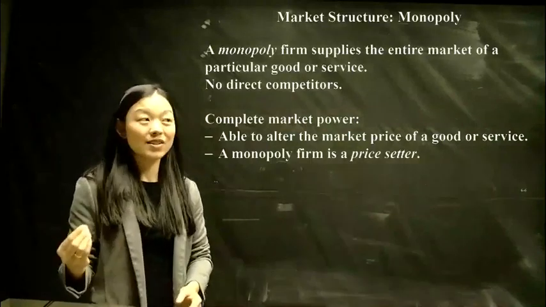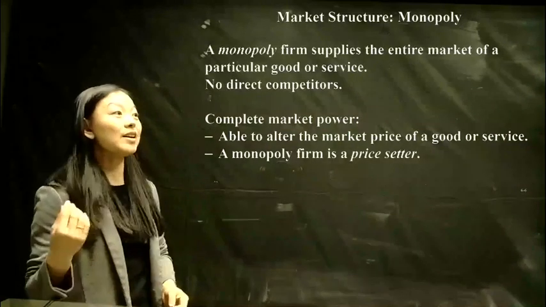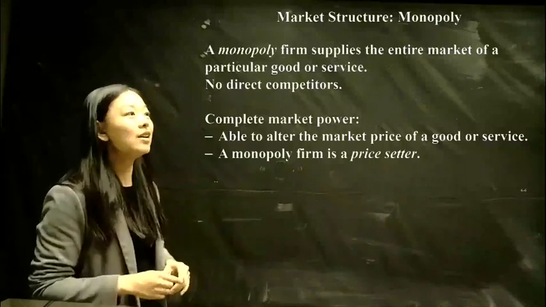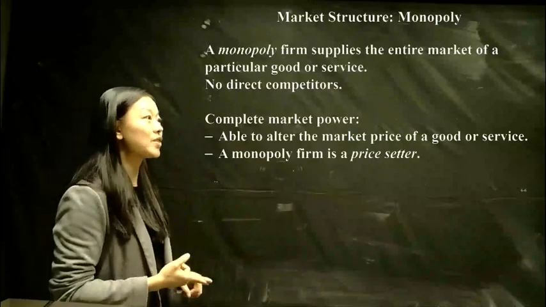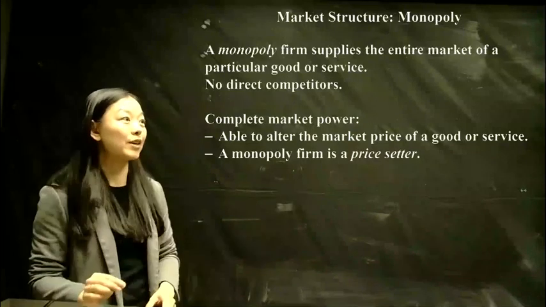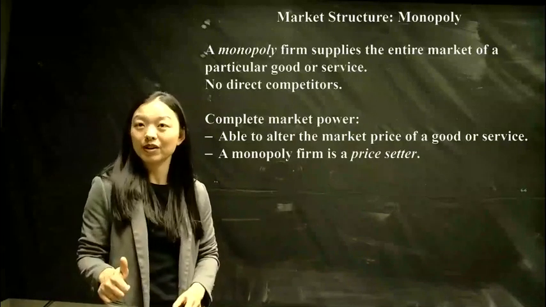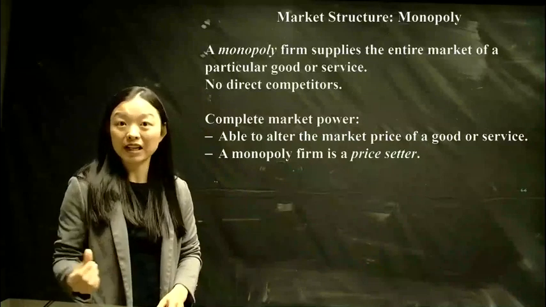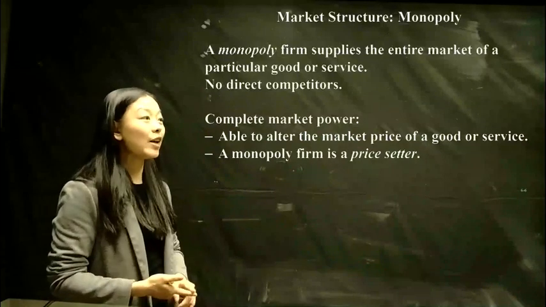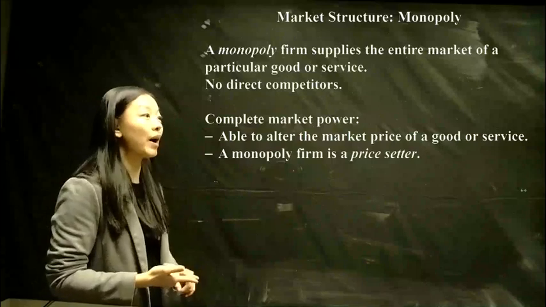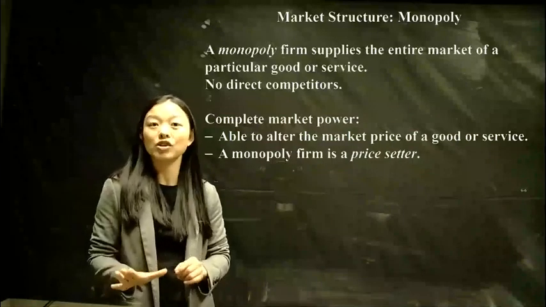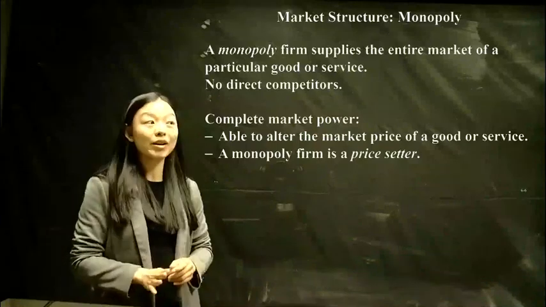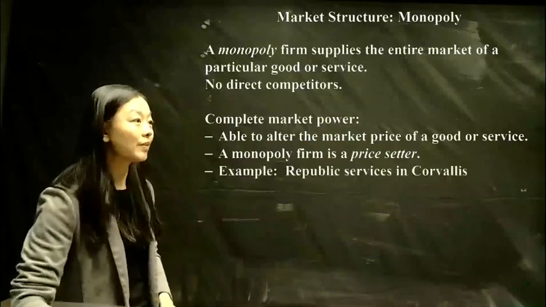This is the other extreme case, a monopoly firm, on the green side of the spectrum. A monopoly firm supplies the entire market of a particular good or service, which means there are no direct competitors. They are able to change the market price of the good or service. Therefore, we say a monopoly firm is a price setter.